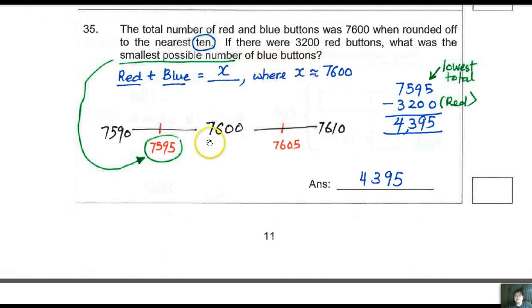The blue buttons. So take this number minus the actual number of red, and you should get the smallest possible number of blue buttons, which is 4395. Alright, if you can't really understand, just repeat this video and think over it.